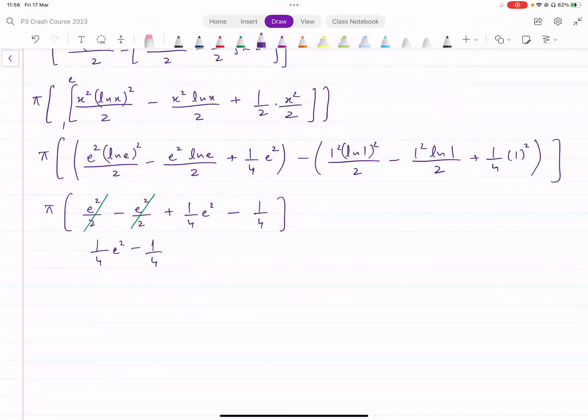Okay, so the final answer therefore turns out to be pi into this whole thing. If you want to write this in simplified form, you would say this is 1 over 4, or maybe take 1 over 4 common as well. It's going to be easier to write. So you have 1 over 4 pi into e square minus 1. That is what the volume turns out to be in this case. All right, that's what we needed to figure out here. The volume of revolution in this case.